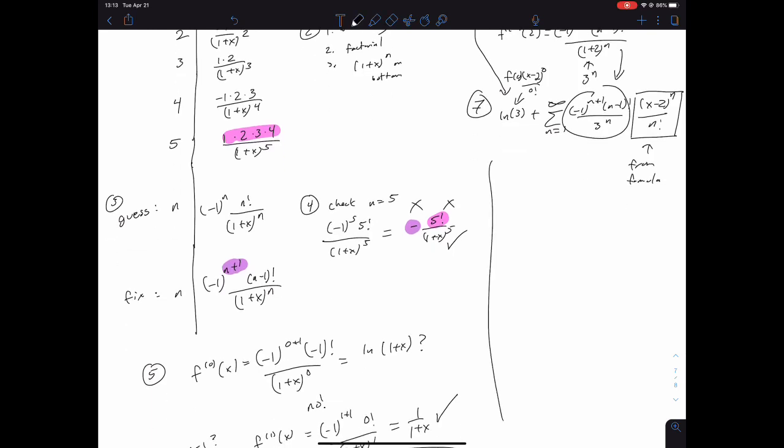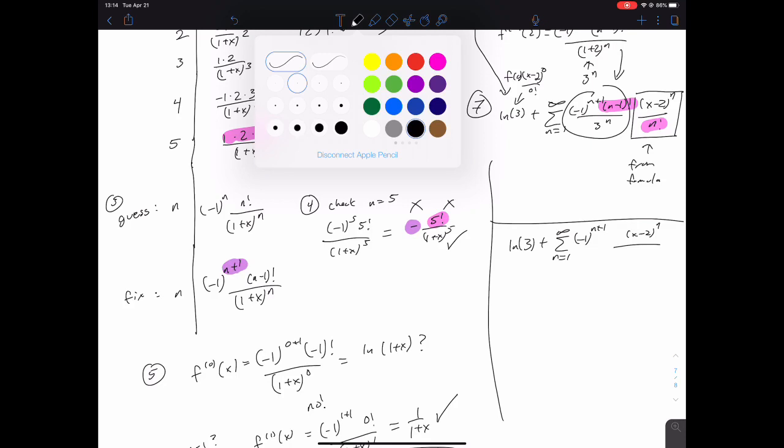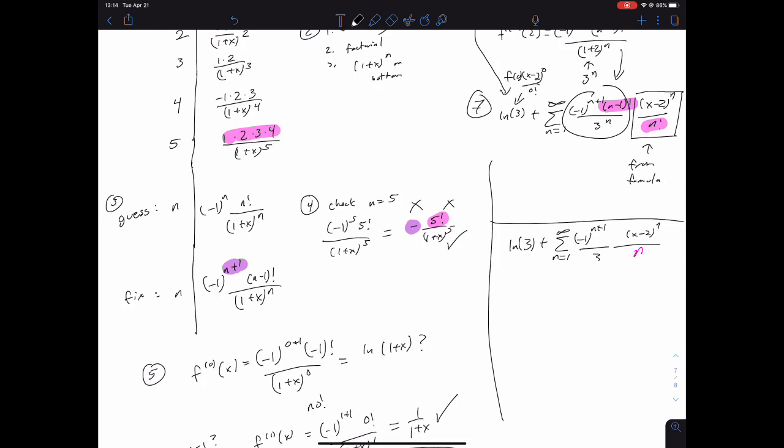So my answer will be natural log of 3 plus the sum from n equals 1 to infinity of (-1) to the n plus 1, (n minus 1) factorial over n factorial. So this piece and this piece give me a 1 over n. Let's highlight that. This and this give me a 1 over n. That's where that comes from. And then the 3 to the n just stays. And that's the answer. So this is my Taylor series centered at 2 for natural log of 1 plus x.